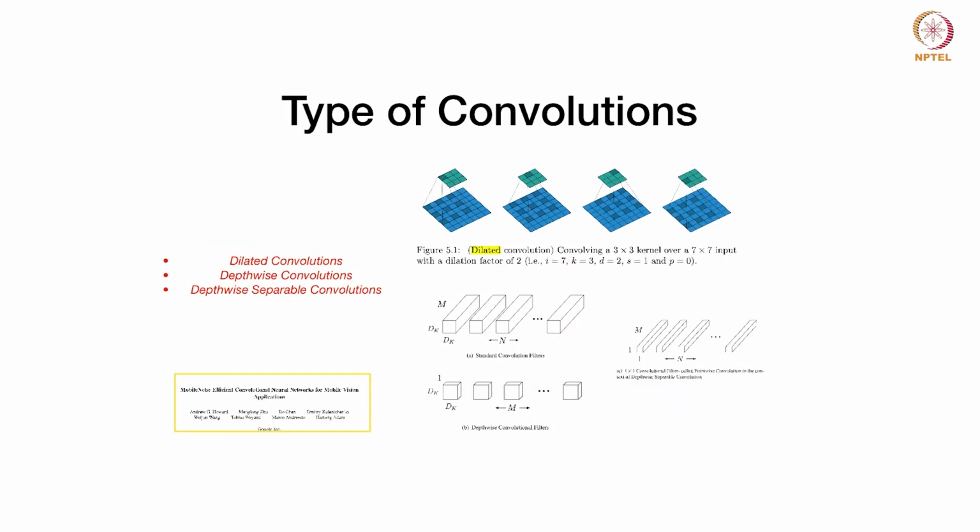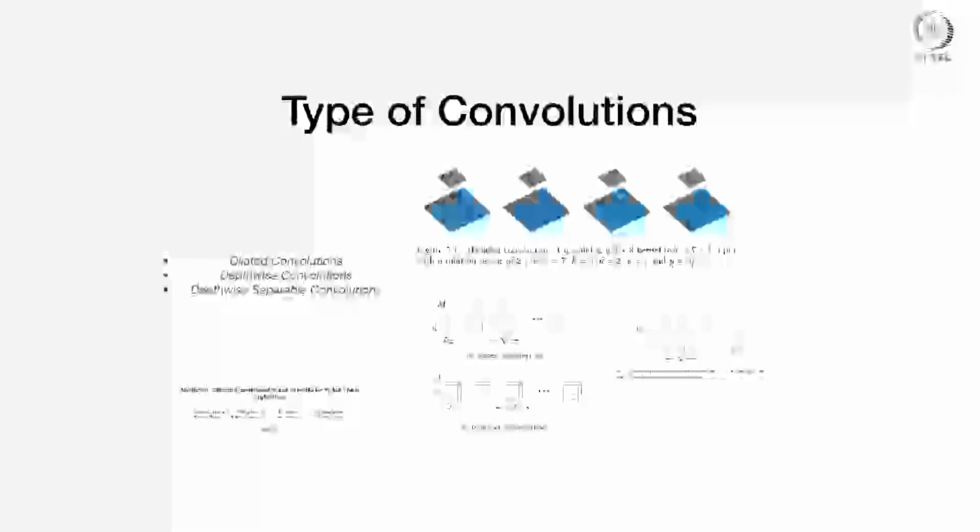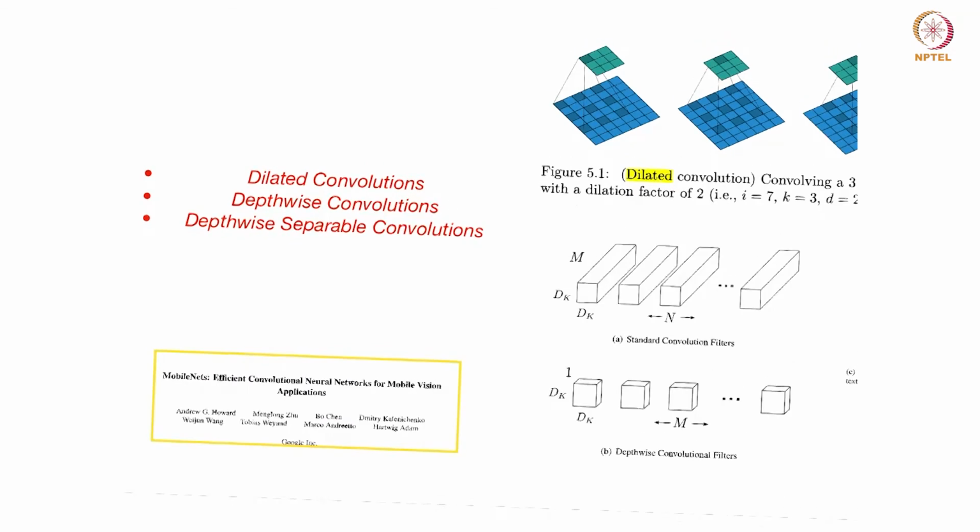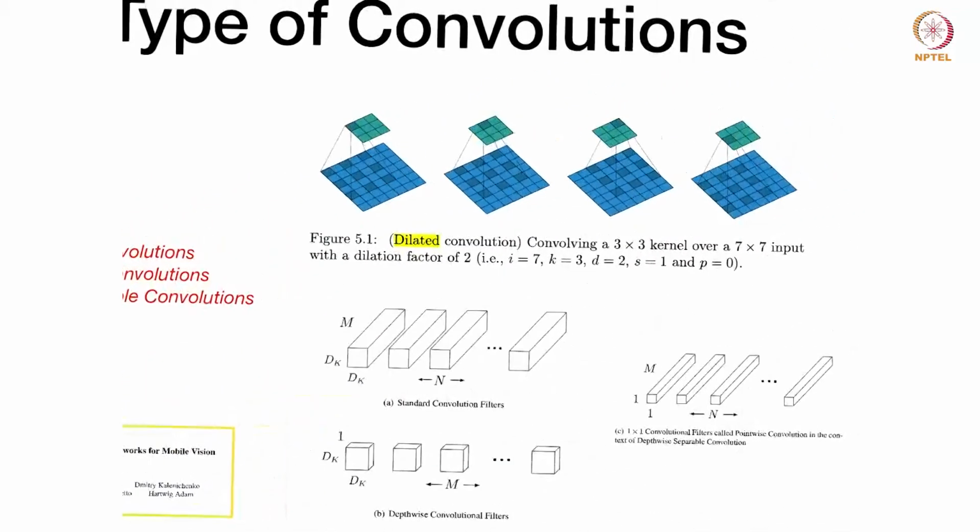So we look at now 2 different sets of convolutions, types of convolutions once again. These are the dilated, depth-wise and depth-wise separable convolutions. Some of these images are taken from this publication on MobileNets. I'll zoom in just for you to see. Now, the first one is the dilated convolution, wherein you are convolving a 3x3 filter kernel over a 7x7 input with a dilation factor of 2, which means that you're taking the filter kernel and inserting 0 rows and 0 columns.